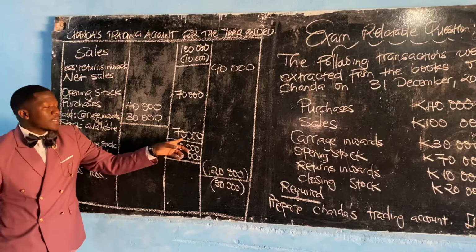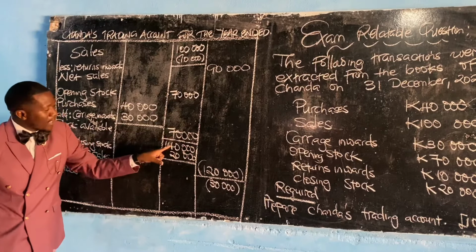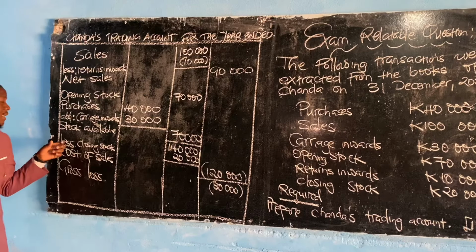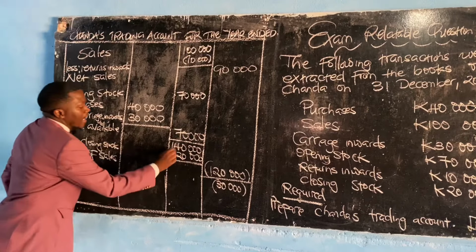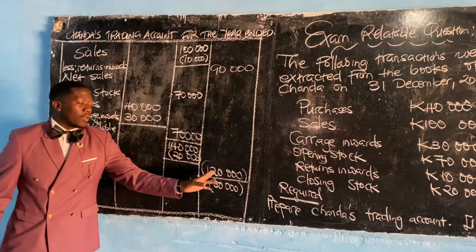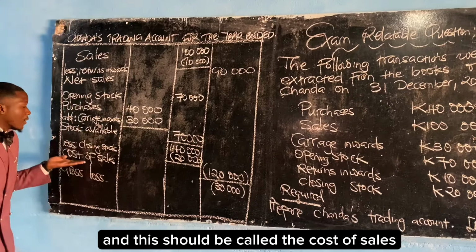But you do not draft or get this value and write it in the next one. When you add, you still maintain the value here, and then you subtract the closing stock. So it's a less closing stock. And when you subtract here, we're going to say 140 minus 20. It's going to give us 120,000. And this should be called the cost of sales.